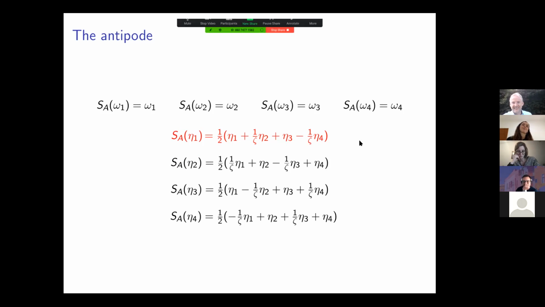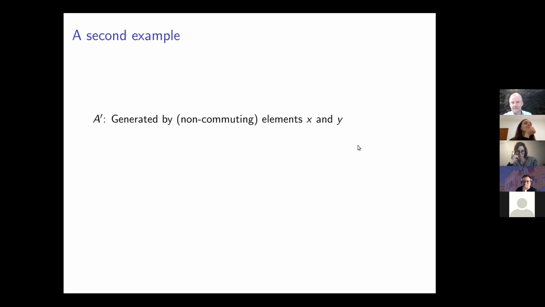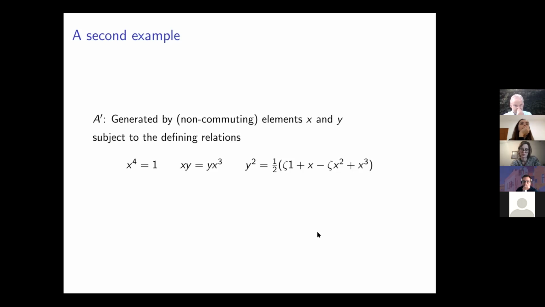Okay. So there's a second example, which is non-commutative, denoted here by A prime. It's generated by 2 non-commuting elements, x and y, subject to very similar relations. x to the 4 is 1, y squared is an expression in y. But you see here the middle relation is now new. So x and y don't commute anymore.